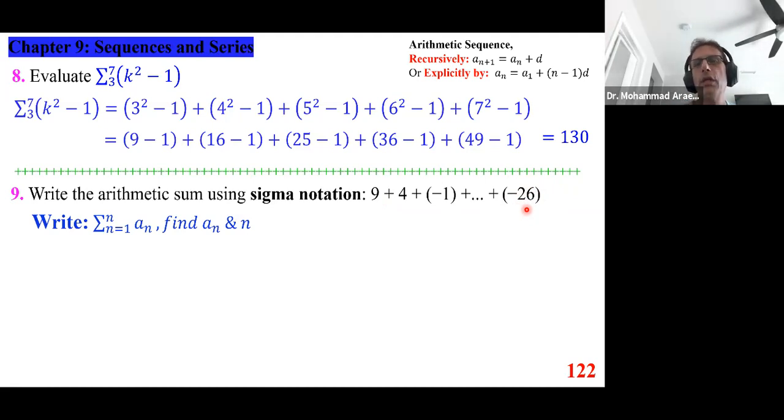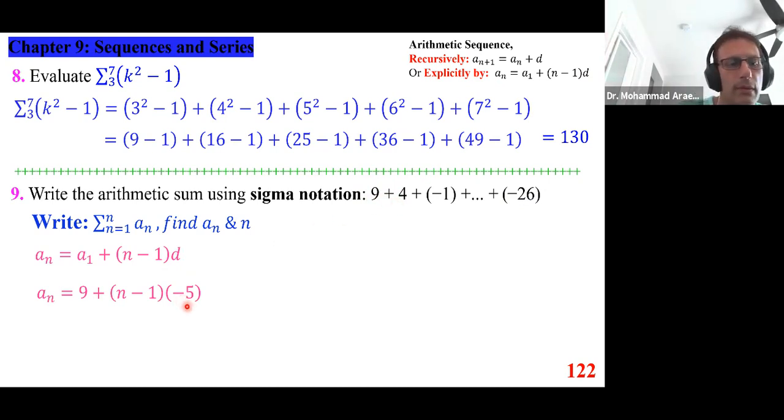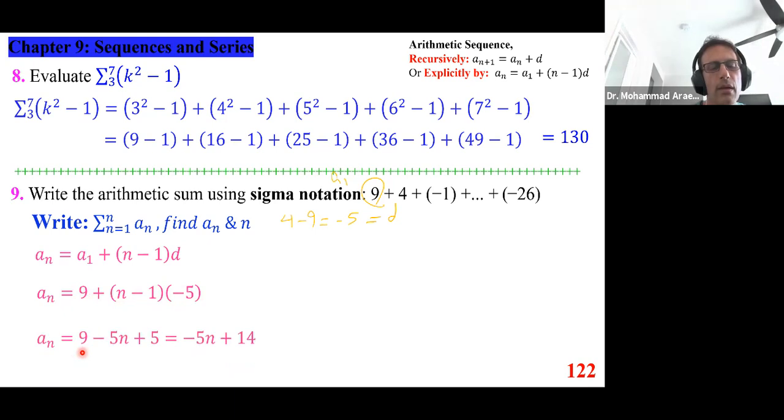All right. So using this formula, a sub n equals a sub 1 plus n minus 1 times d. First, let's figure out what a sub n is in general. Again, this is a sub 1 and 4 minus 9. So this is a sub 1, and the distance is -5. Plug in and simplify this expression, writing it as -5n plus 5. So a sub n is found, so we can put it here.